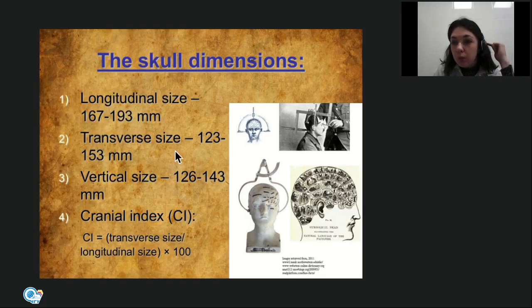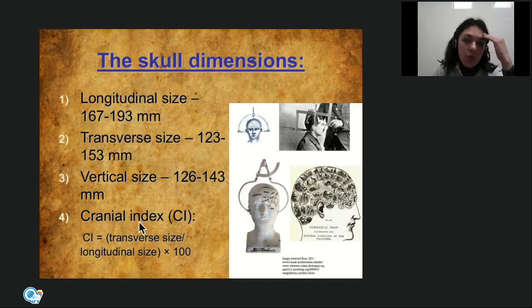Transverse size is between the most prominent lateral parts, between two parietal tubers usually it is measured, and it is equal to 123 to 153 millimeters. Vertical size is from the uppermost point, from the bregma, up to the submental region, the lowermost point of the head. It is on average equal to 126 to 143 millimeters.